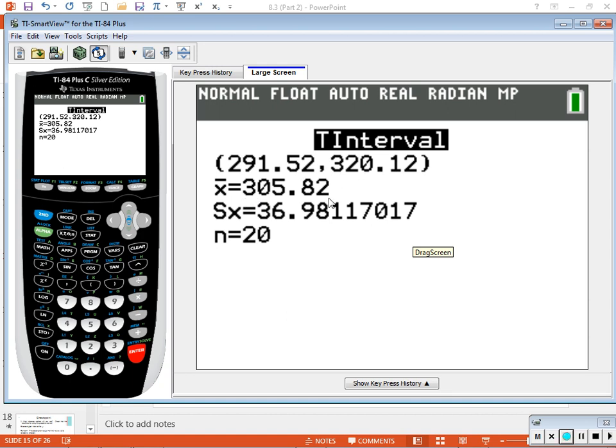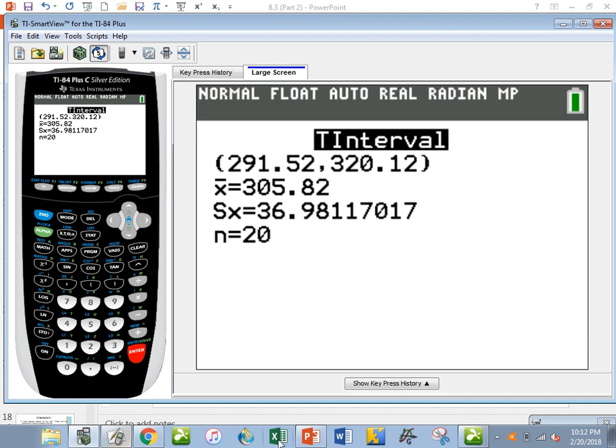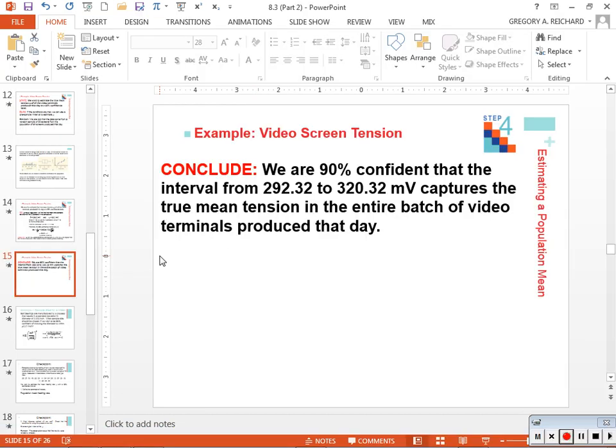Just notice with this that it not only gives you what the confidence interval is, but it will also give you what the sample mean is, and it'll also give you what the sample standard deviation is. So just something that is helpful for when you're doing a question like this in that 4-step process type method.